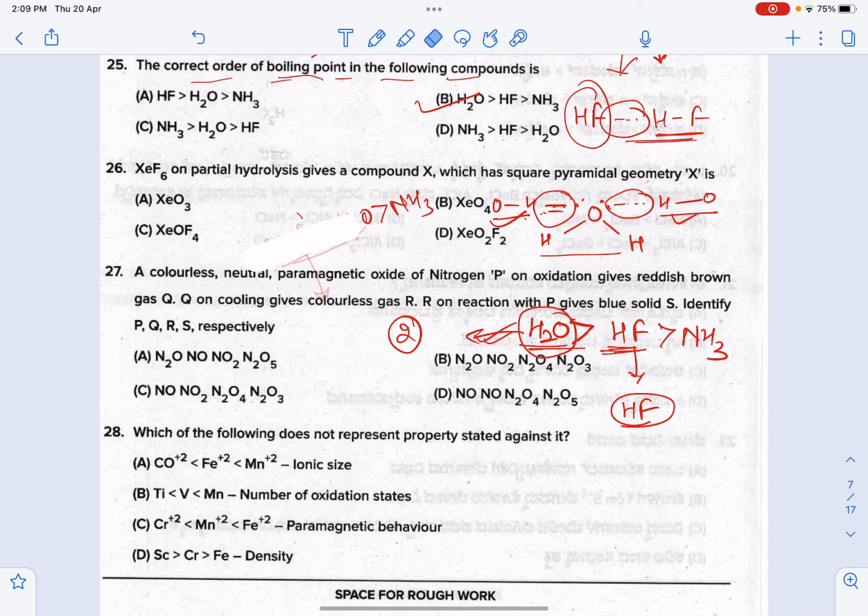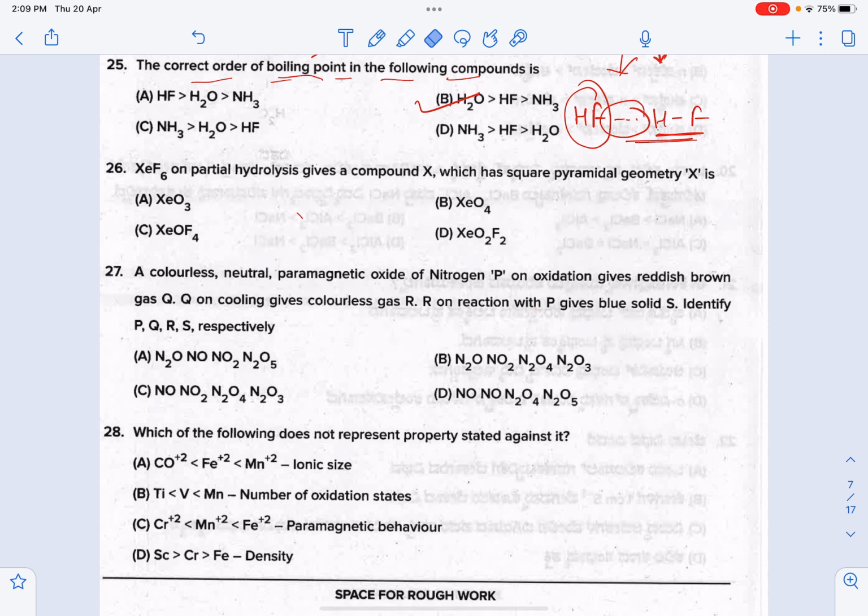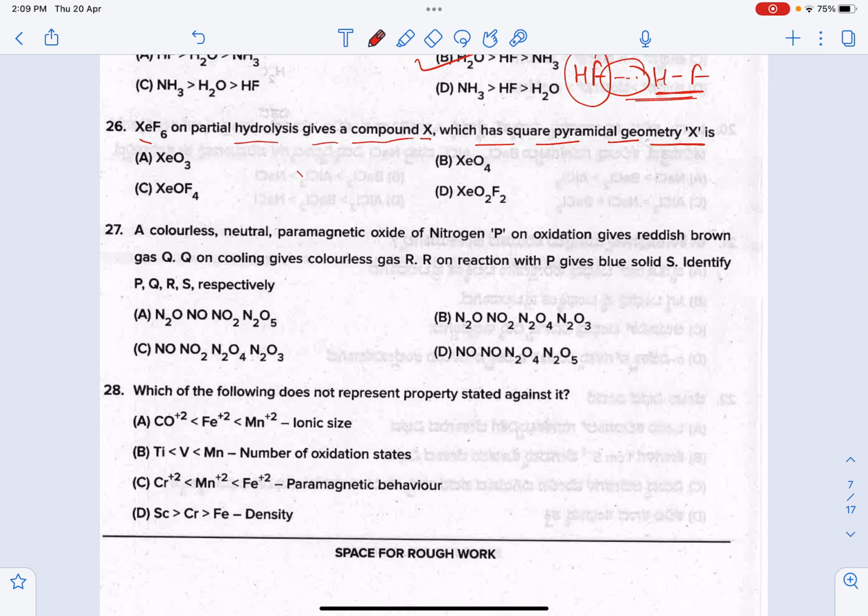Now the next question: XeF6 on partial hydrolysis gives a compound X which has a square pyramidal geometry. Simply, it asks that when xenon hexafluoride undergoes hydrolysis it gives another compound X which has a square pyramidal geometry. Just try to find out which compound has a square pyramidal geometry, and that will be the correct answer. So go through the structures. We found that the correct option is C.